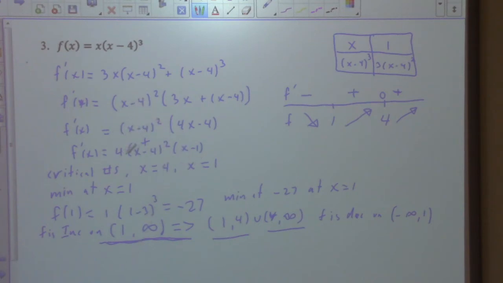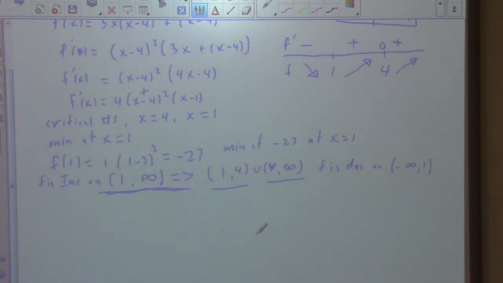Take the second derivative. So we have this thing right here. So if we use a product rule, we could say this is going to be 4 times x minus 4 squared, and using the product rule, what's going to be our first derivative of that?